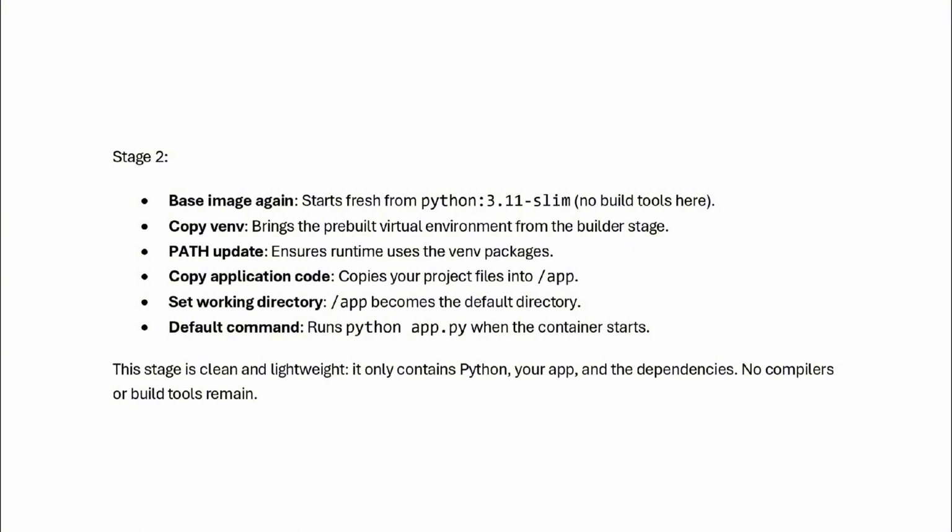Copy application code. This copies the project files into /app. Set working directory. /app becomes the default directory. Default command. This runs python app.py when the container starts. So this stage is clean and lightweight. It only contains Python, the application and the dependencies. No compilers or build tools remain. So the image is lightweight.